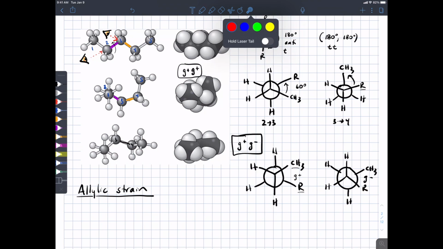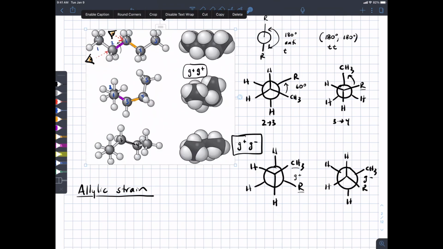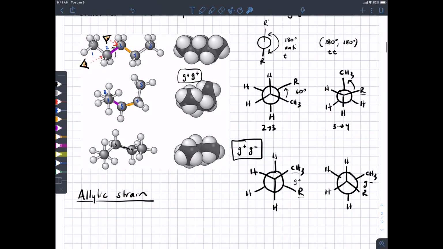And this is why, by the way, you could ask, why didn't we do the gauche minus conformation? The answer is it looks exactly like this, just opposite-handedness. It's the enantiomer of that conformation. Same chemical physical properties, has to be, right? And why didn't we do the gauche minus gauche plus conformation? Same thing. It's the enantiomer of this conformation.